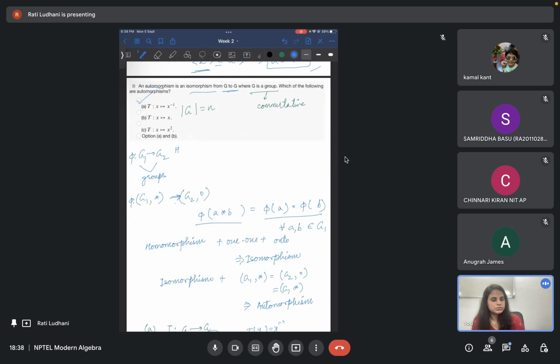So first is true. Second, x goes to x identity. Is it true? Yes. You can easily check this is a homomorphism, because nothing has been changed. Here you will get just a star b, and here again a star b. No change, right? And 1-1, onto, true. Okay, let's come to this part.